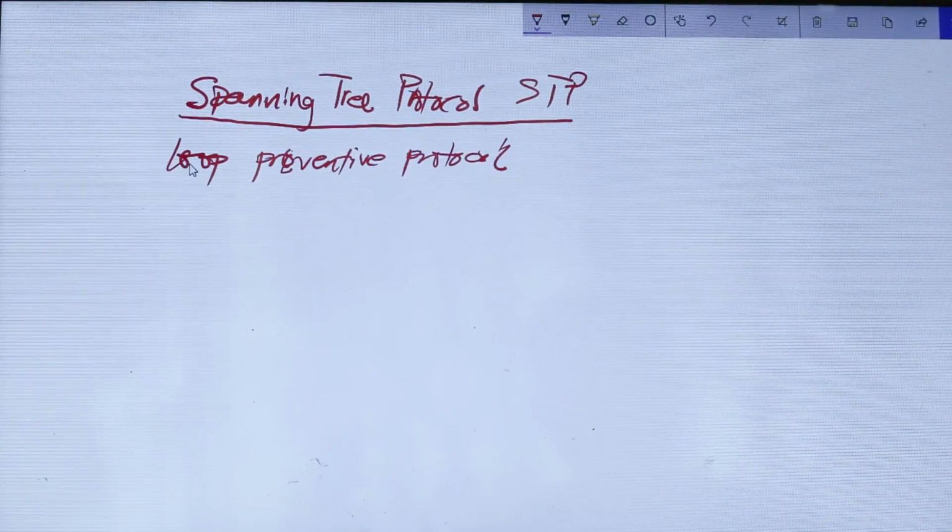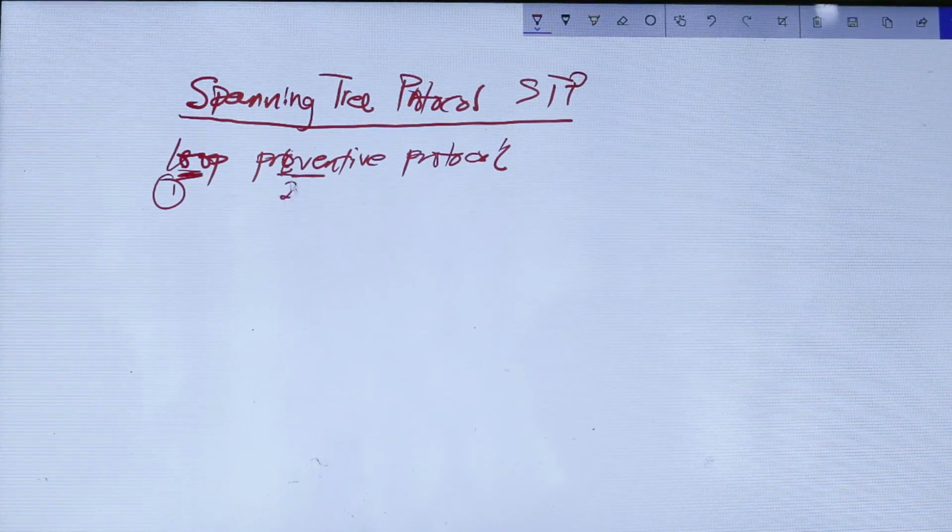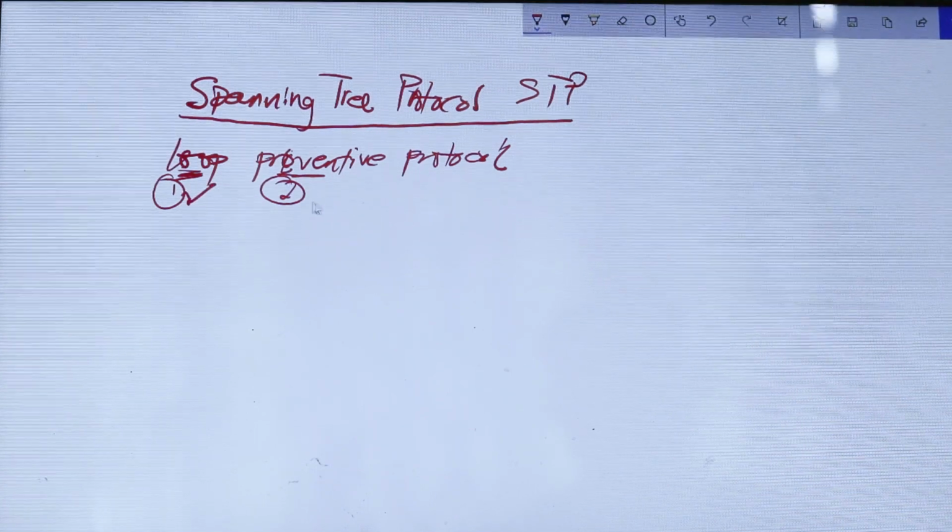Now the question that arises is, what is a loop? What are switching loops? How are they formed? Question 1, we have to answer that. Question 2, how does STP prevent switching loops from happening? So by the end of the lesson, students should be able to answer these two questions.